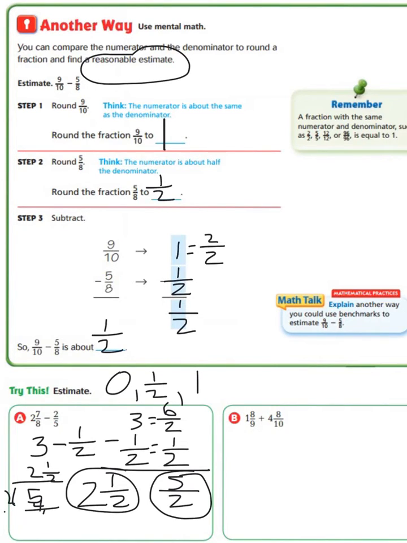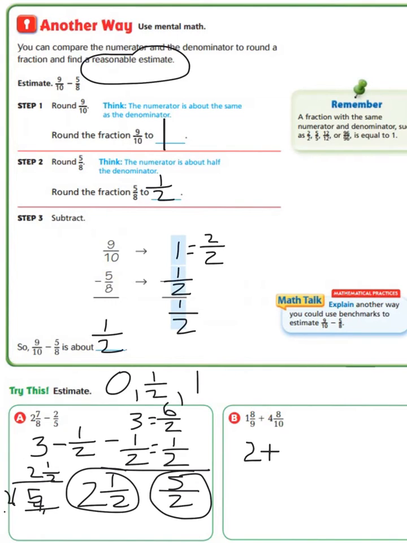Okay? And we're going to look at one more problem. And that's going to be our 1 8/9 plus 4 8/10. So we're going to start with our first mixed number, and that's the 1 8/9. If we look at the fraction portion of it, we see that we have 8 out of the 9 pieces. And since there's only one number away from 9, we can round that up to the next whole number. So when we would round, that 1 8/9 would equal 2.